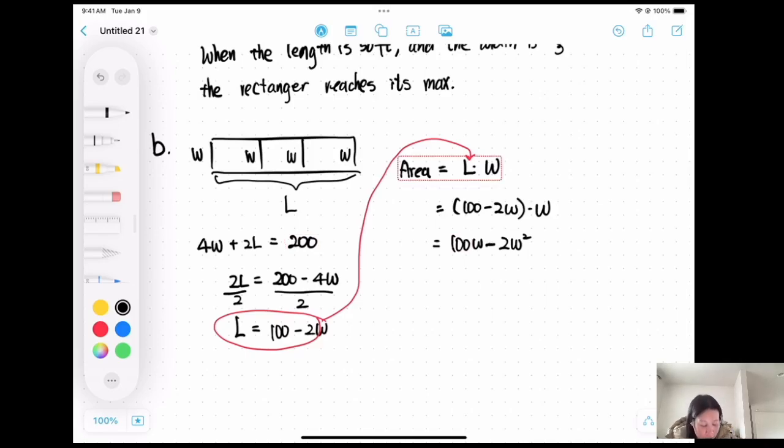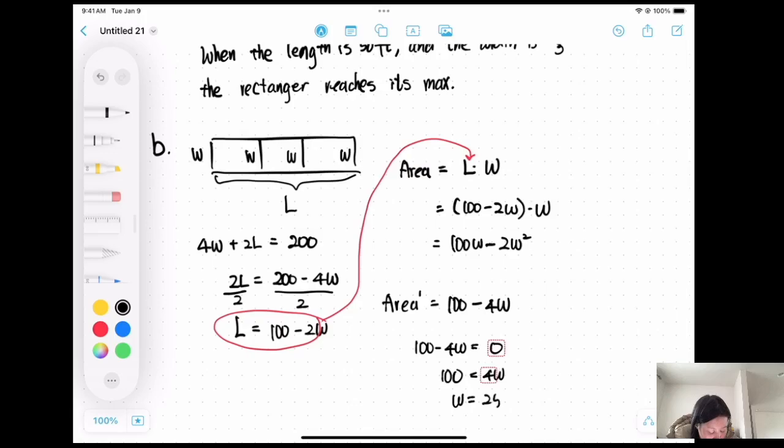Okay, now next step is finding the first derivative. So I got 100W minus 4W. And then I want to set the first derivative equal to 0. So I solve W equals 25. So that means when the width equals 25, we will have a maximum.